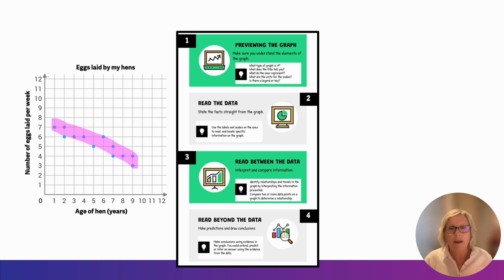Use prompts to encourage students to discuss the trend of the highlighted area they have marked on their graphs, such as, what do you notice about the number of eggs laid over the years? What is the best statement you could write to describe the number of eggs over the 9 years? What is a general statement you could make about my hens using the data?